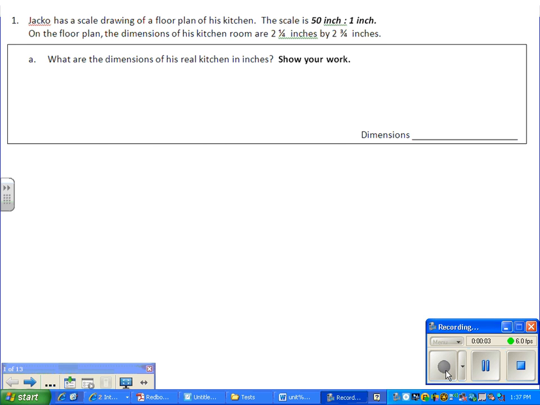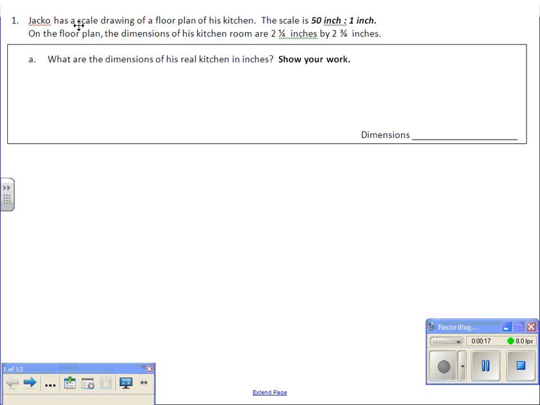Okay, so as promised, here is going to be our video going over the study guide for the Unit 4 test. Okay, so first problem we're looking at is Jacko has a scale drawing, a scale drawing of a floor plan of his kitchen. So a scale drawing is going to be a shrunk down drawing of a real thing. So this is a shrunk down version of Jacko's kitchen.